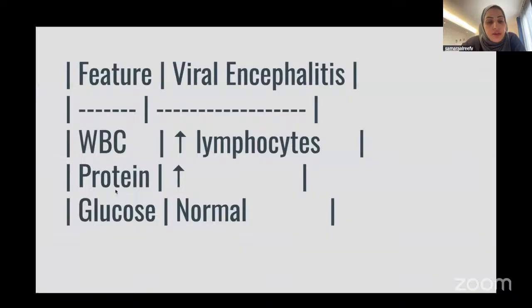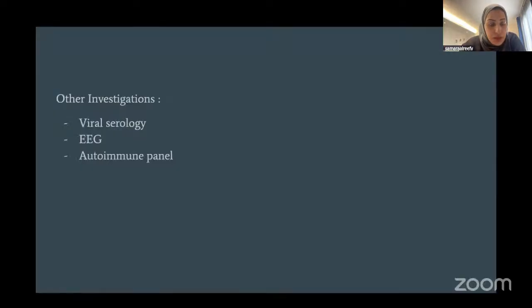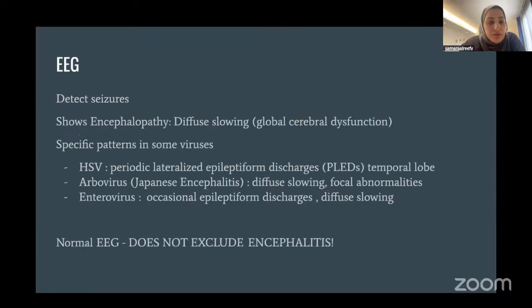So the main features of viral encephalitis on a CSF analysis, you will have increased white blood cell count, predominantly lymphocytes. Protein is increased and glucose normal or low. Other investigations include viral serology, EEG, and autoimmune panel. EEG, you detect if there's any seizures, and it can show encephalopathy. So signs of encephalopathy on EEG would be diffuse slowing. We call it global cerebral dysfunction.